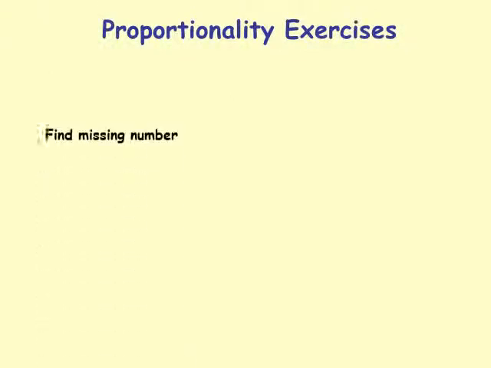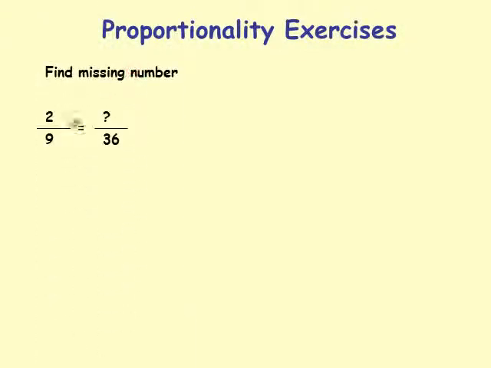Do some exercise here now. Okay, find the missing number. On the left we have 2 divided by 9, on the right equals what divided by 36. Let's continue. Next exercise. On the left we have 9 divided by 13 equals 45 divided by what?